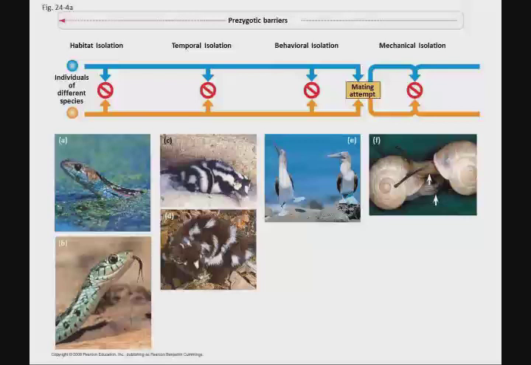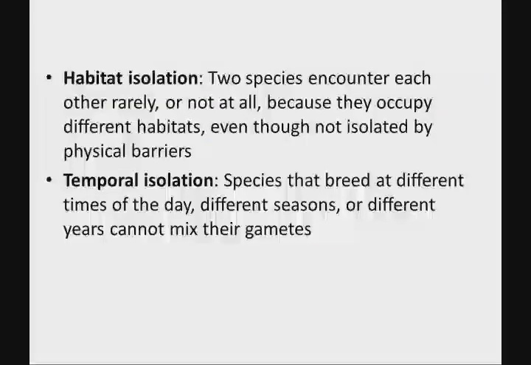Then we have mechanical isolation, where literally you may have mutations that arise in a population where you can't deliver sperm and egg, right? So here you see two snails. There's left-handed, right-handed snails, and they can't basically get their parts together. You also see this in many insects where the copulation doesn't occur because it's like a lock and key, right? So sperm can't be delivered to egg. It doesn't work. It's mechanical isolation. And then finally, here's for your notes, just these definitions.